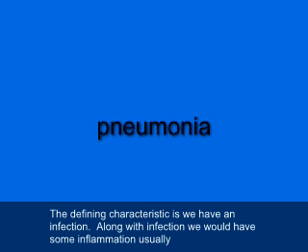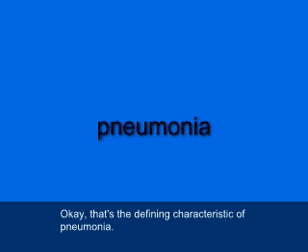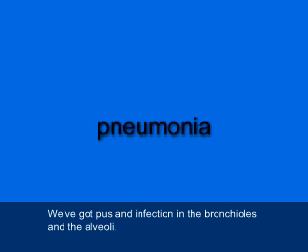The defining characteristic is we have an infection, and along with infection, we would have some inflammation usually of the lungs in which the bronchioles and the alveoli fill with pus. That's the defining characteristic of pneumonia. We've got pus infection going on in the bronchioles and the alveoli.